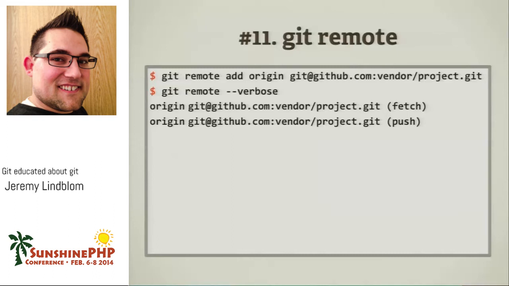Now, for the remote repository that you're treating as your canonical repository, it's best practice in Git to name that origin. So if your main repository is in GitHub, that would be what you would name as your origin repository. You can name it whatever you want. You can name it cheese or poo, whatever you want to do. To see what remotes you have added, because you can add more than one, you can do git remote --verbose. That will give you a list of the current remotes you have set up with your repository.